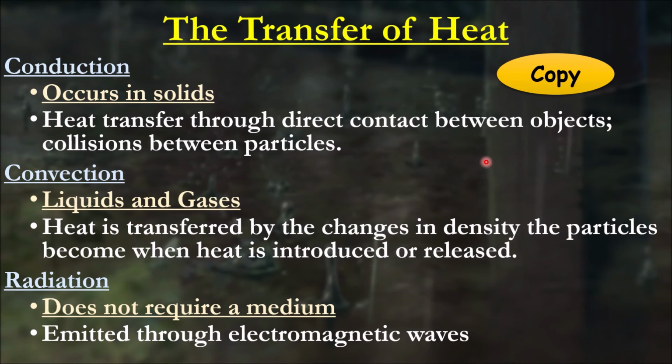So just to quickly summarize what we said, conduction occurs in solids. That's due to heat transfer through direct contact between objects, more specifically collisions between particles. Convection occurs in liquids and gases. Heat is transferred by changes in density in the particles when heat is introduced and released. And the last one we have is radiation. That doesn't require a medium. It's emitted through electromagnetic waves.